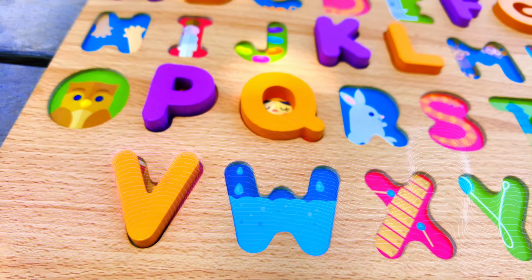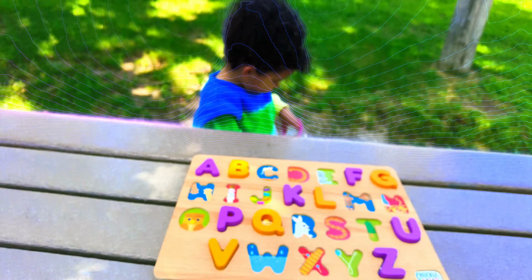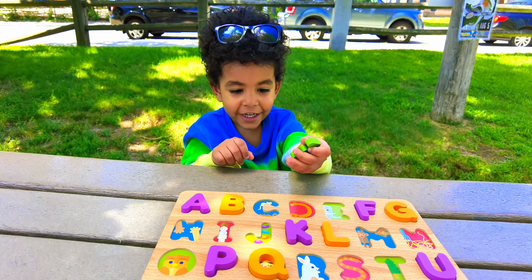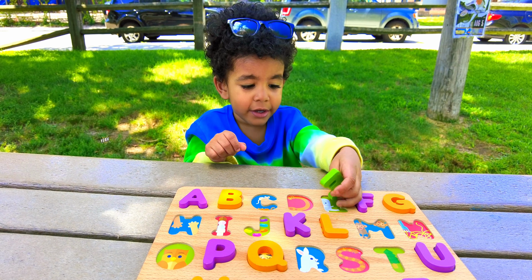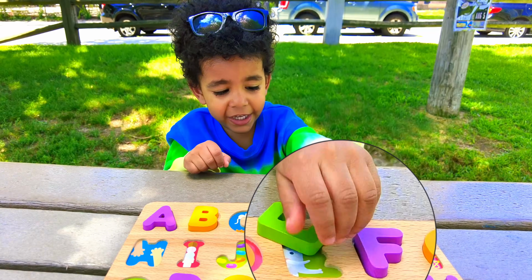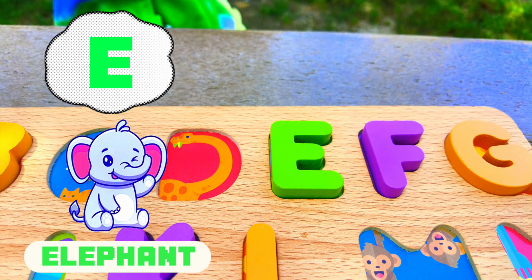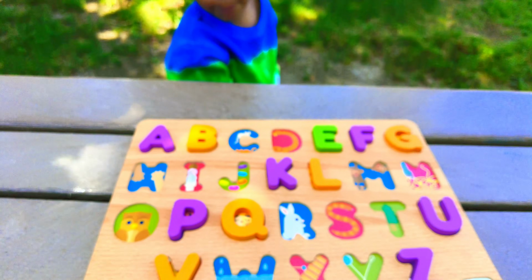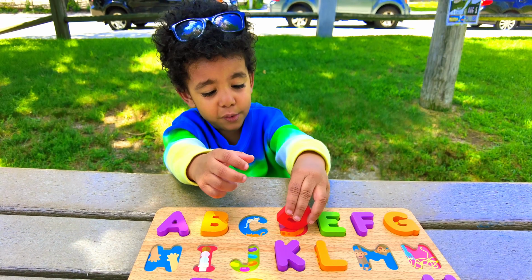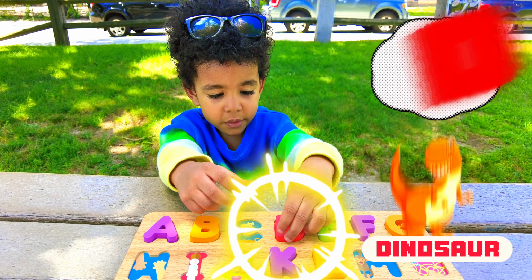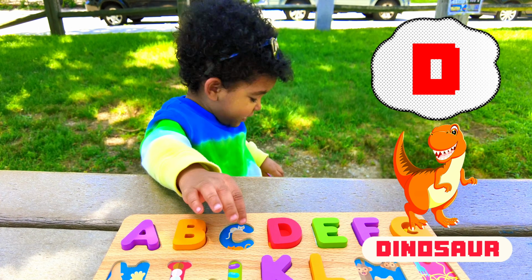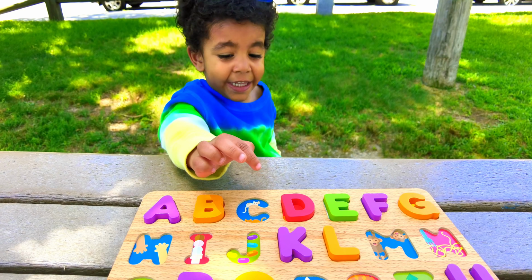Wow. Oh, the E. You found E? Yeah. And where does it go? The elephant. E for elephant. Oh my God. The D is for the dinosaur. Oh, you found D for dinosaur? Yeah, I put the C in the water, and I put the cats.